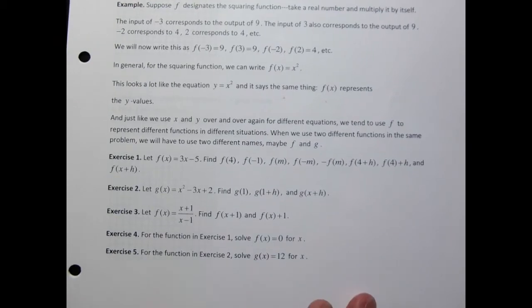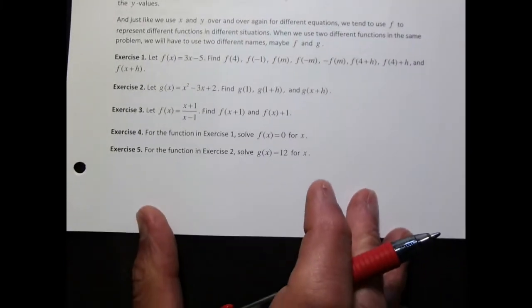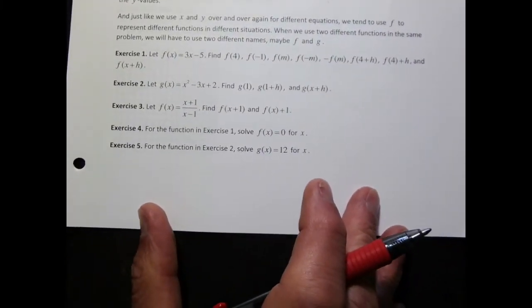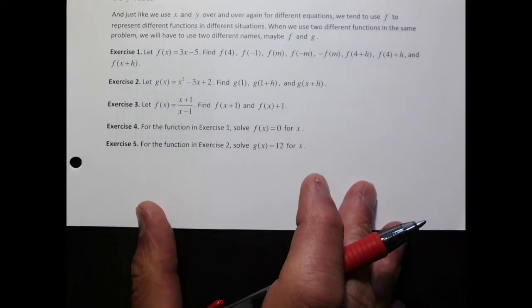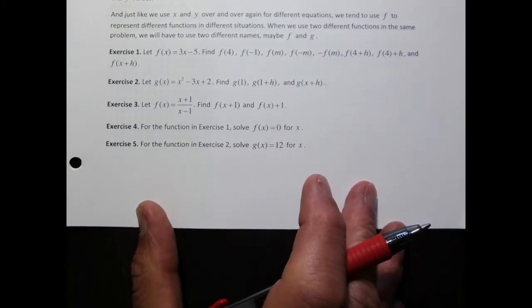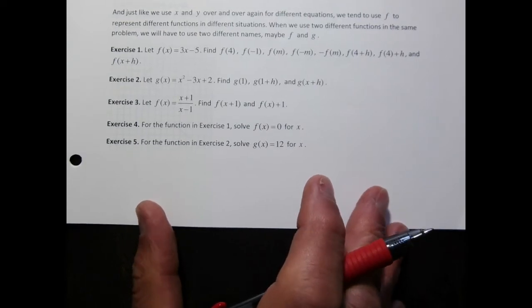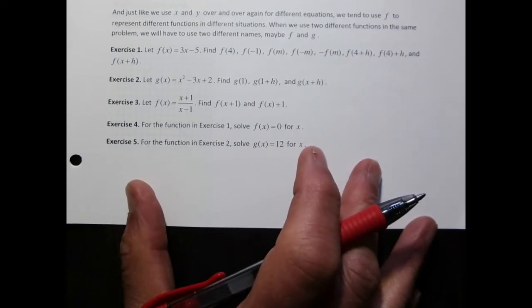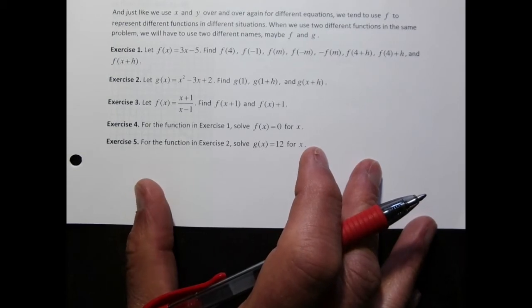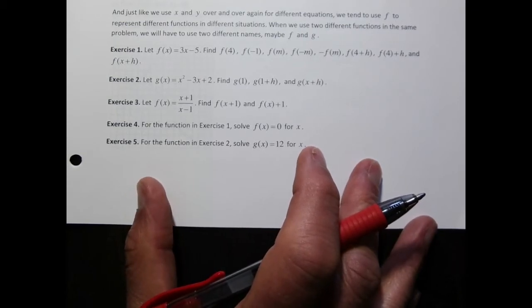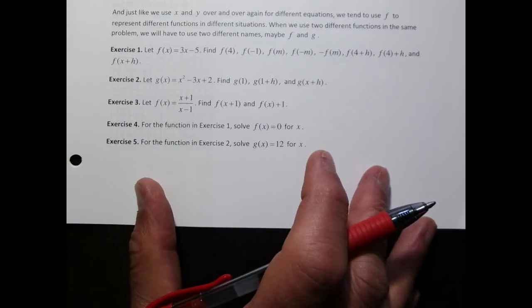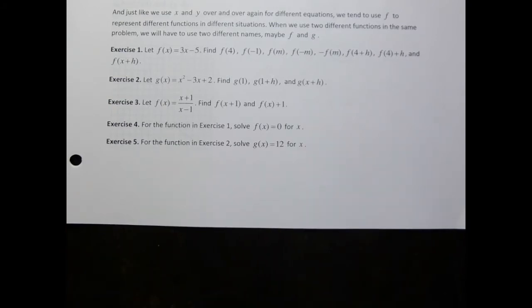So let's get down to the exercises here. So we're going to use f over and over again for the name of a function, but not every function is named f. In fact, if you have two different functions in the same problem, you're going to have to use two different letters to designate them. And it's kind of a similar situation with variables, like x is the most common variable, f is the most common function name. So let's, again, start exercises.